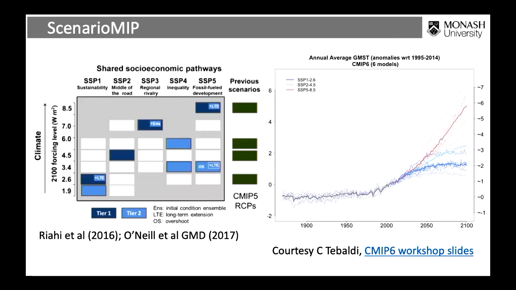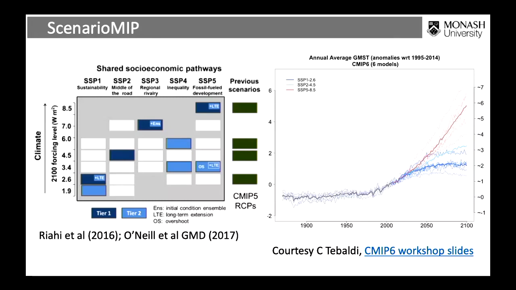last CMIP5. You see the dark blue ones are designed to be close to what the RCPs were. So they're similar forcing pathways, but they wanted to update some things. Some of the land use change was not great in the RCPs. Some of the, I think, aerosol recovery, the cleanup, was too fast. So they updated a few things.